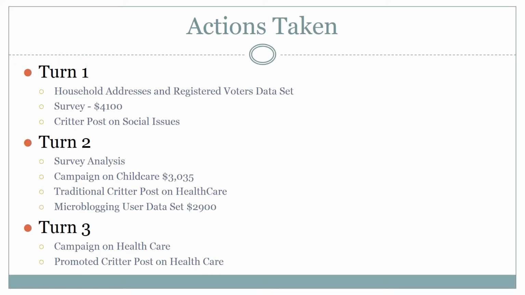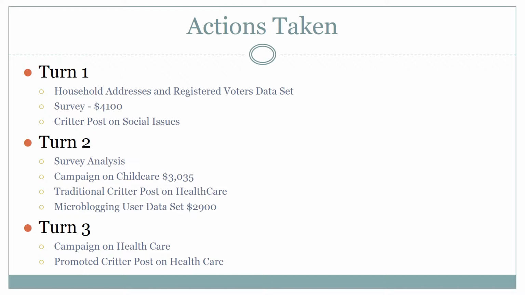We downloaded the initial data sets for household addresses and registered voters. Using these addresses, we surveyed the north, center, and south to establish a baseline data set for voter interest and demographics. This survey cost $4,100. Our online strategy for this turn was a shot in the dark with no voter data. With this in mind, we posted a normal post on social issues.